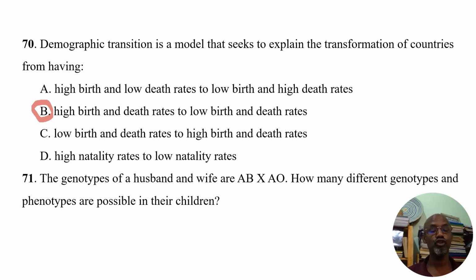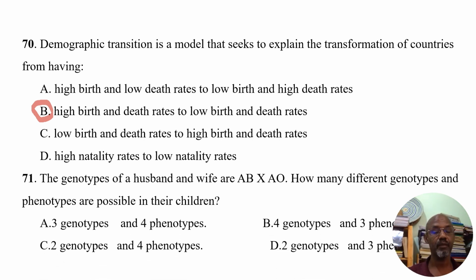Question 71. The genotypes of a husband and wife are AB and A. How many different genotypes and phenotypes are possible in their children? In this case, it is the ABO blood grouping system. Therefore, if the woman gives A, AA is possible. A and O, A is possible, heterozygous or homozygous A. And when B is given to A, the AB is possible. Therefore, blood type A is possible, blood type AB is possible, and blood type B, 3 types.